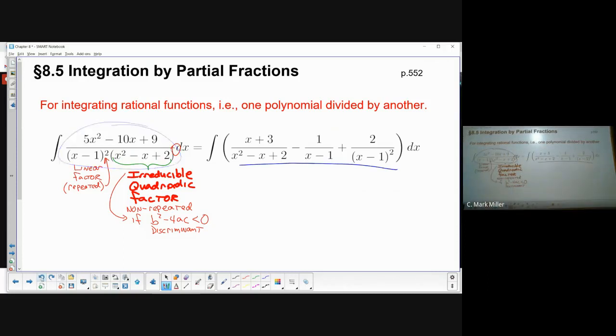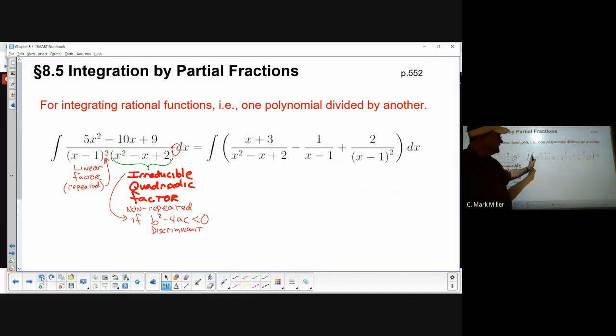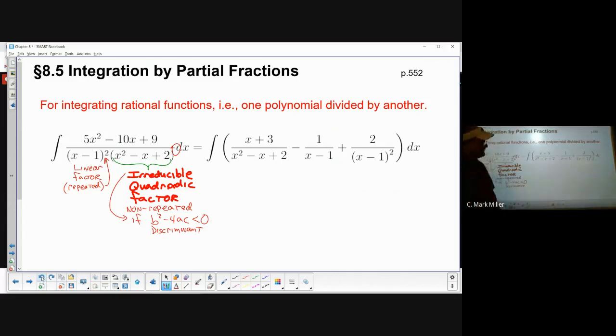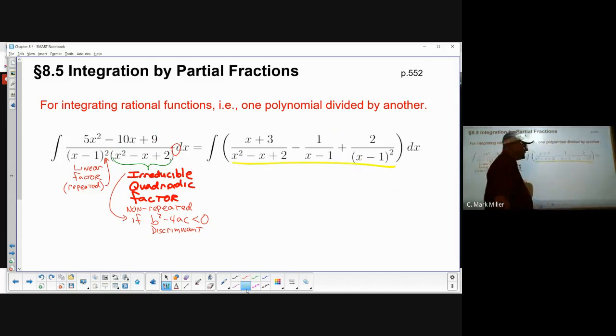So the method of partial fractions breaks down a rational integrand that we don't know how to integrate into partial fractions like this. This is called the partial fraction decomposition. Each of those we know how to integrate. Some of them are going to be messy, but we know how to integrate them.